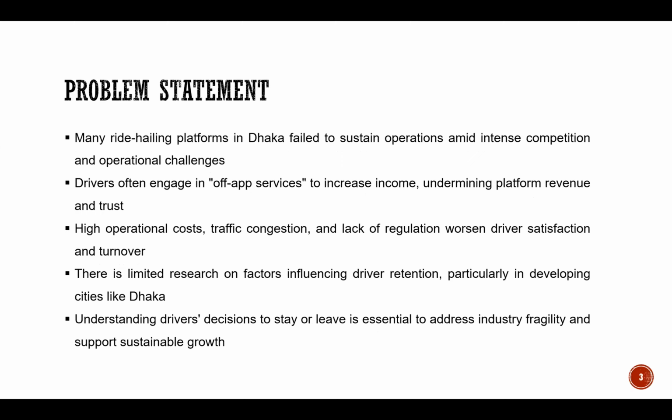Despite the initial boom in ride-hailing services in Dhaka, out of 15 registered platforms in 2018, only 3 are now in service. One major issue is that drivers frequently turn to off-app services, providing rides outside the official platforms to boost their income. While this helps them financially, it undermines both platform revenue and user trust. Additionally, high operational cost, chronic traffic congestion, and a lack of clear regulatory frameworks further erode driver satisfaction. These factors often lead to high driver turnover, threatening the sustainability of the entire sector.